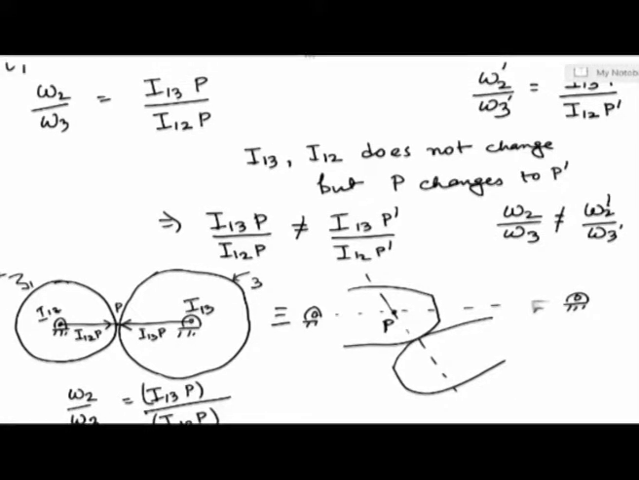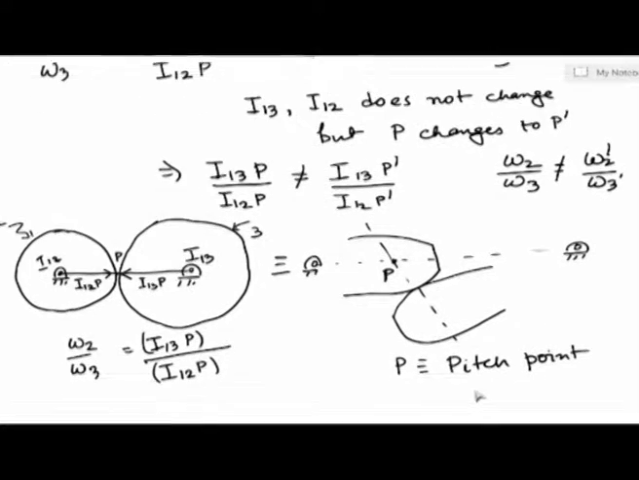Now if we strike the equivalence between the motion of the 2 gears and the friction disk, what we are going to see is that this equivalence is going to happen if and only if this point P remains fixed. The point P for the case of the equivalent friction disk happens to be the point of tangency between the 2 pitch circles, and therefore the point P is basically identified as the pitch point, or the point of tangency between the 2 pitch circles.